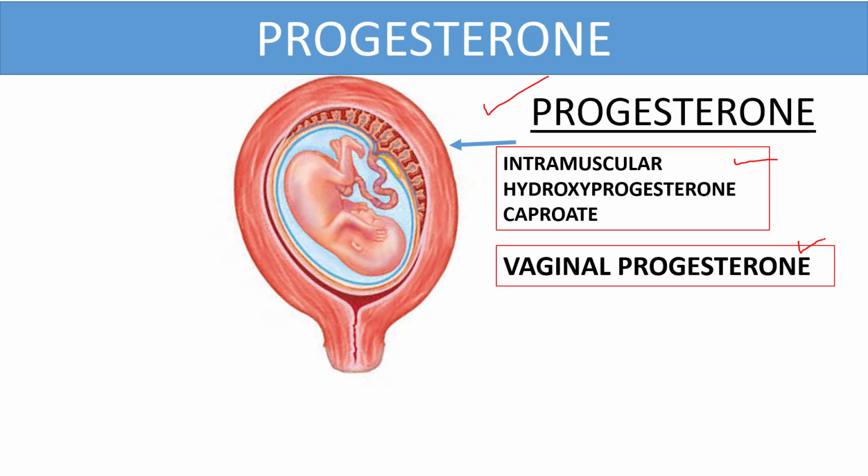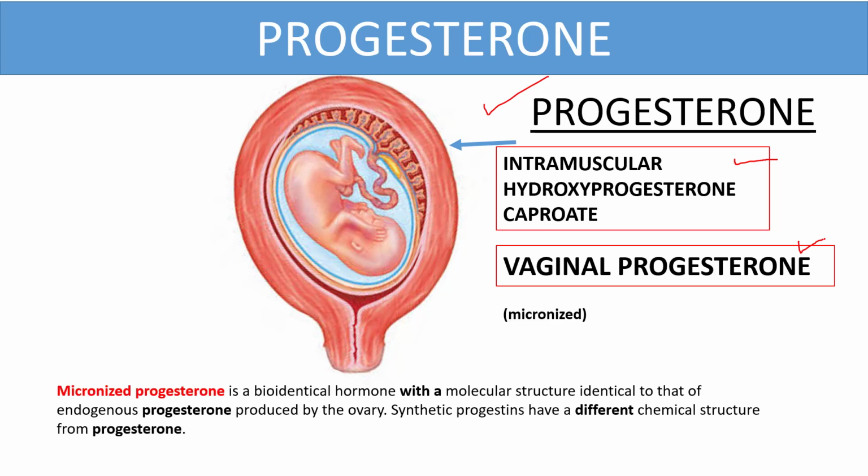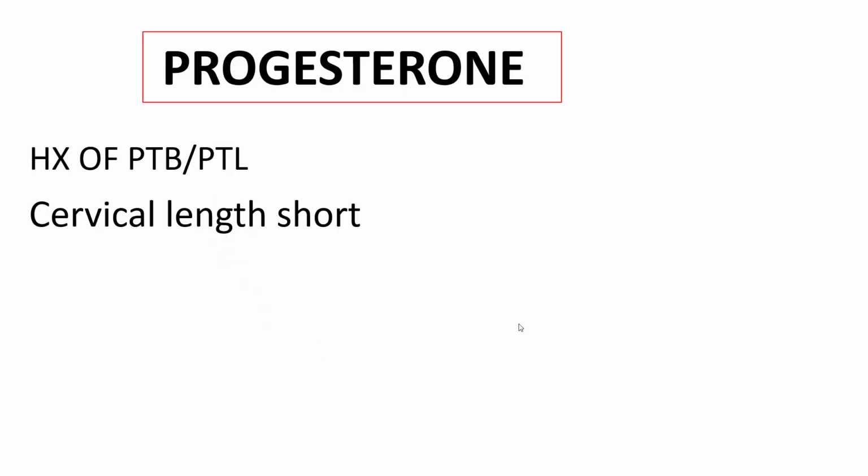Whenever you have to give vaginal progesterone, you have to give micronized progesterone. What is micronized progesterone? Micronized progesterone means this progesterone has the same molecular structure which is identical to the progesterone which is formed by our ovary. While synthetic progesterone has a different chemical structure. And you will use progesterone if a patient has a history of preterm birth or preterm labor, or if she has a history of short cervical length, that is less than 2.5 centimeters. If a patient has a history of cervical trauma or PPROM, better is to apply cerclage.